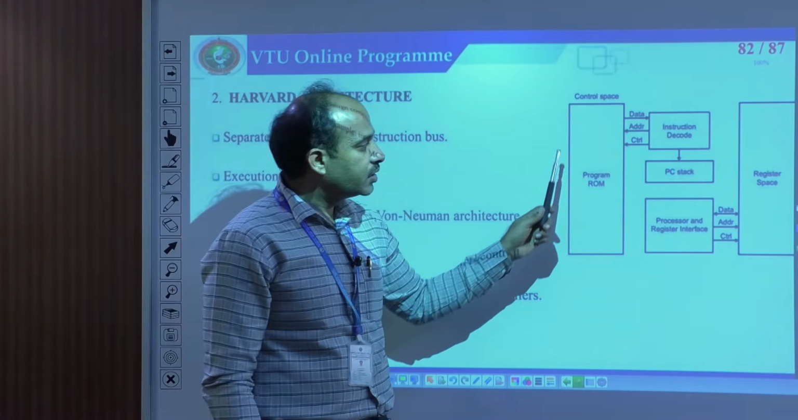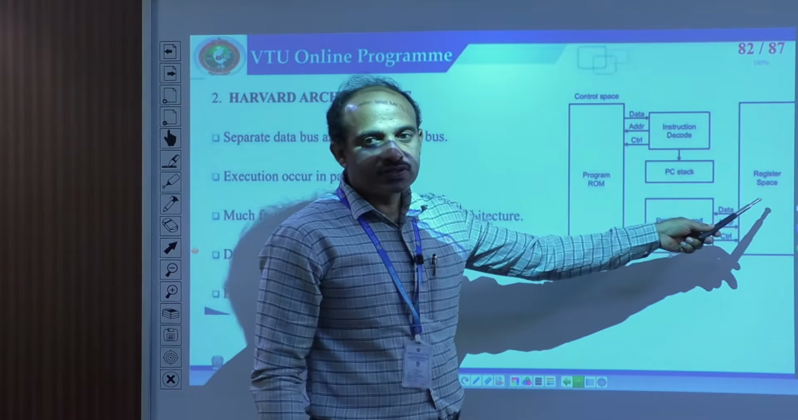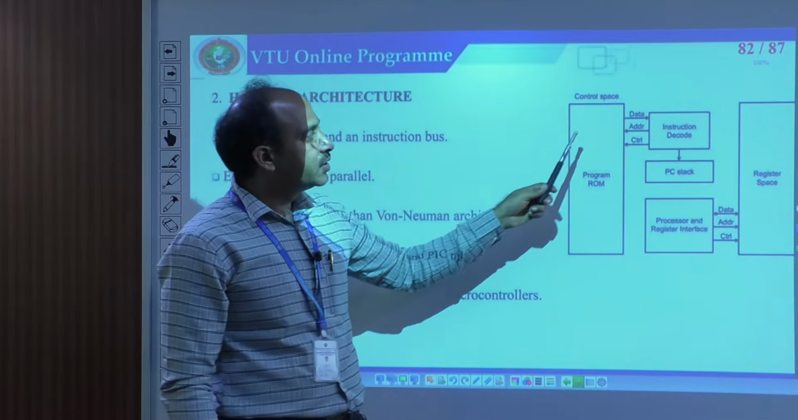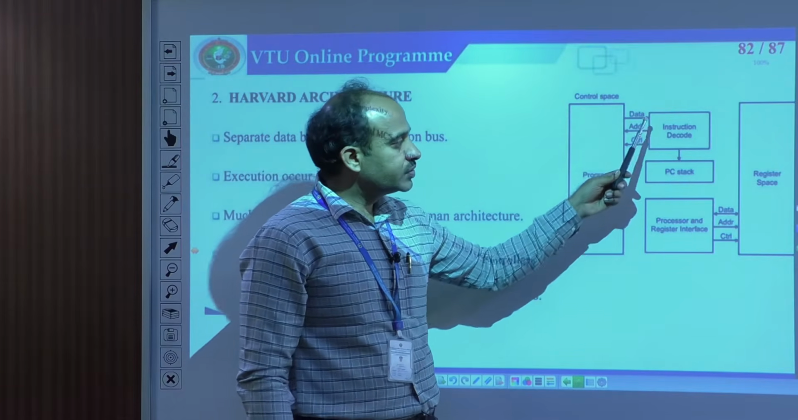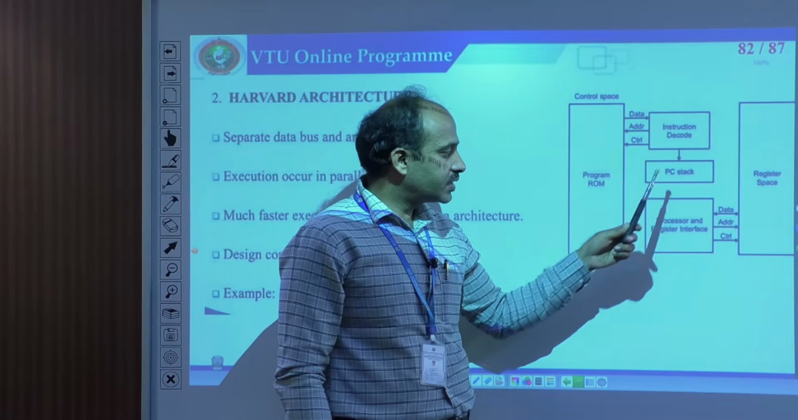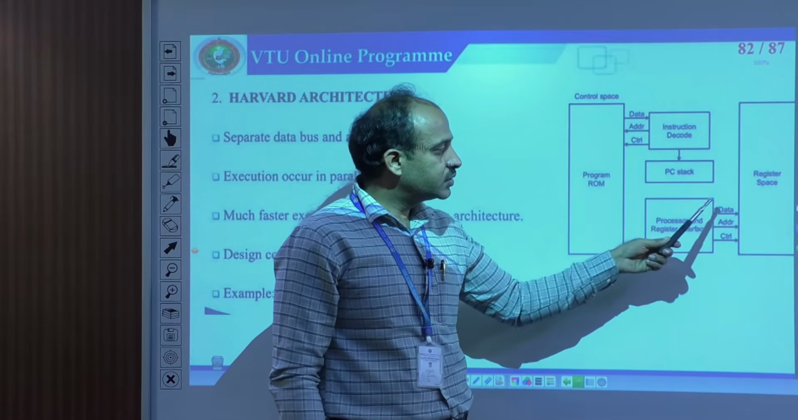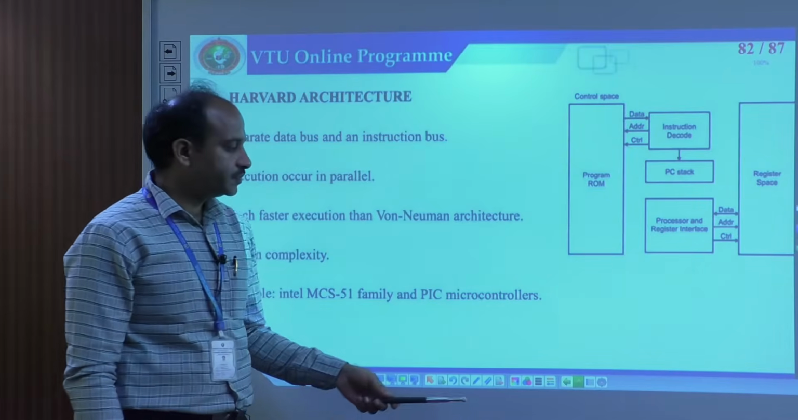This is how it is designed. There will be a control space, here program RAM, here it is a register space. We have a separate data bus, right. So you can see the data, then the address, and then the control. That will be the instruction decoded with respect to the PC stack, and then your processor and register will be there again the same. This is one bus, which interacts here with the register space.